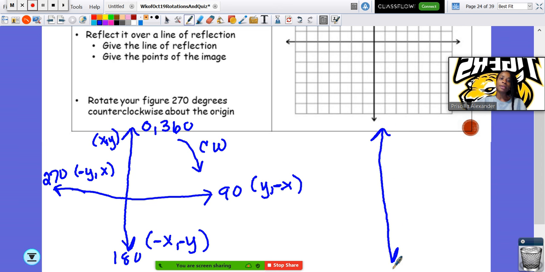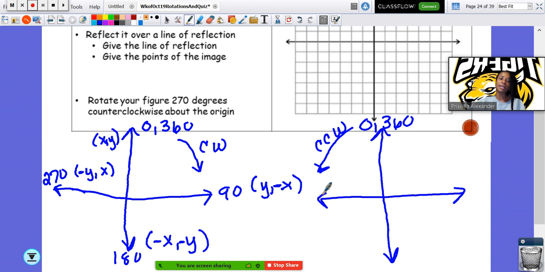Okay, now what happens when we go counterclockwise? So counter means we are going to turn to the left. Counterclockwise, we're going to turn to the left. So here, 90 goes here instead. 180 goes here, and 270 goes here. So all you have to do is memorize this, and this doesn't change.